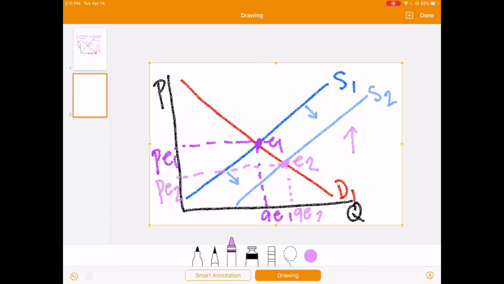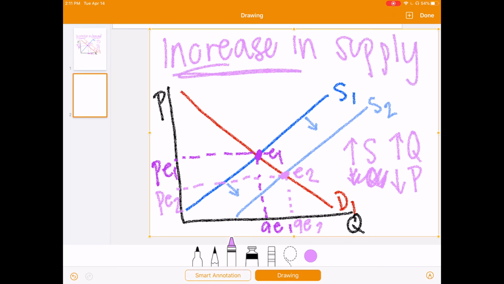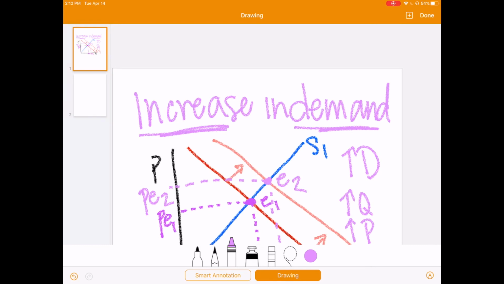So when there is an increase in supply, there is an increase in quantity, but a decrease in price. So just as a reminder, this is an increase in supply. And this is it for increasing either just supply or just demand. This is what your final graphs should look like.